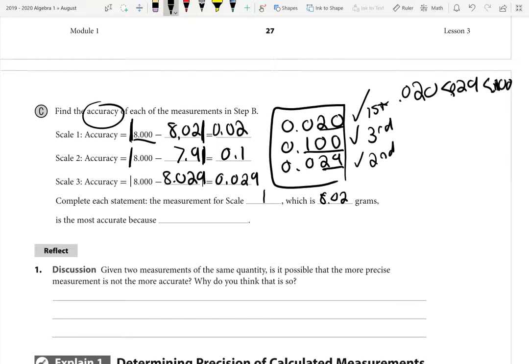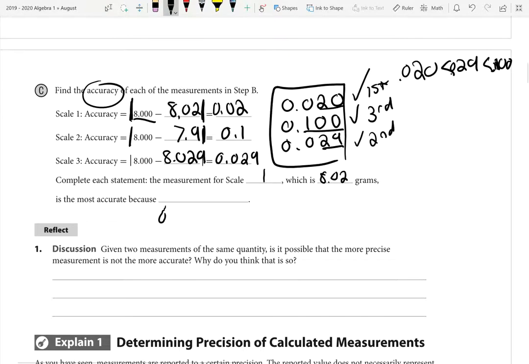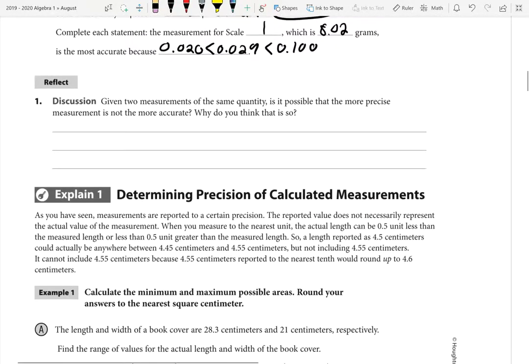It's most accurate because of this reason right here. 0.02, I'm going to go ahead and write it like that just for the sake of it, is smaller than 0.029, which is smaller than 0.100. Yeah, because remember, 20 is smaller than 29, which is smaller than 100. So that's my thinking anyway. That's how that works.